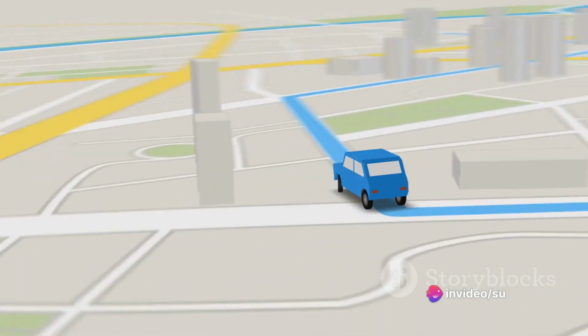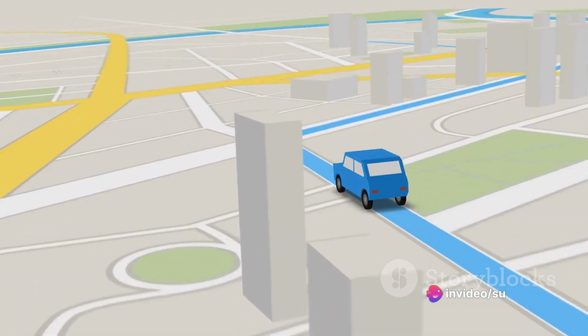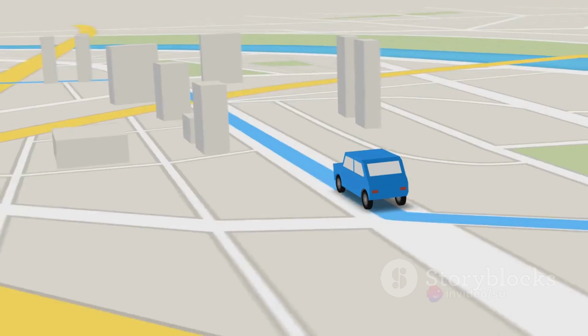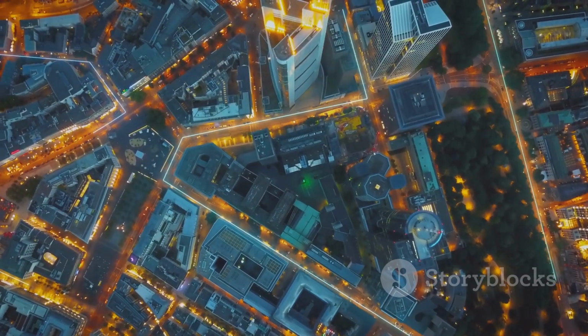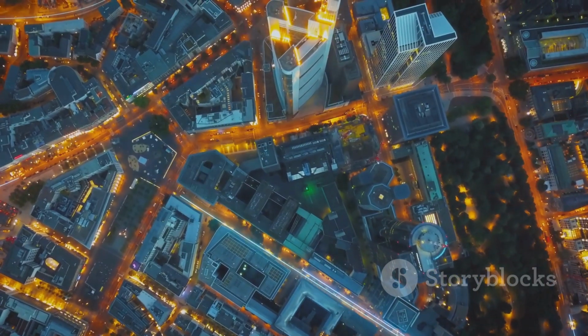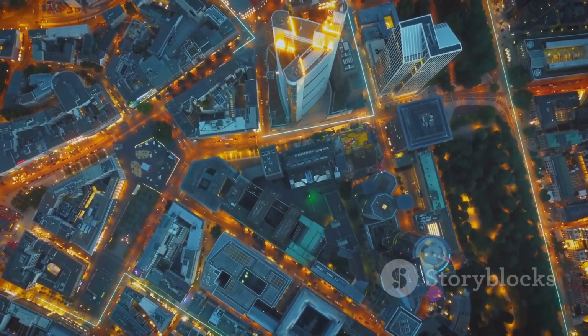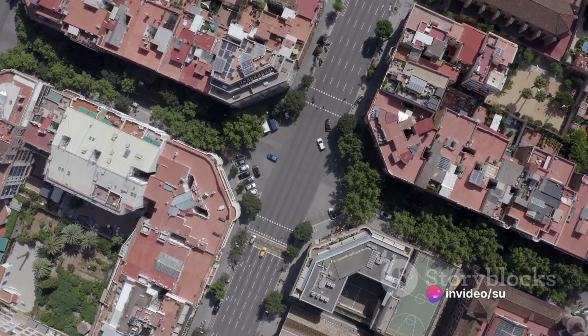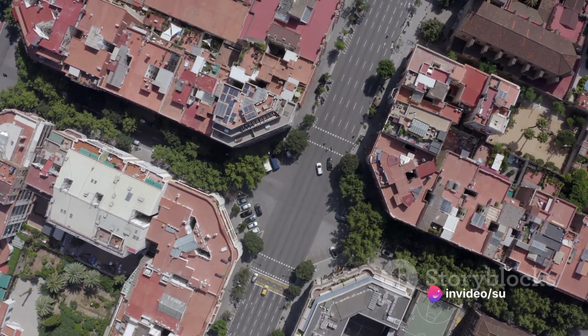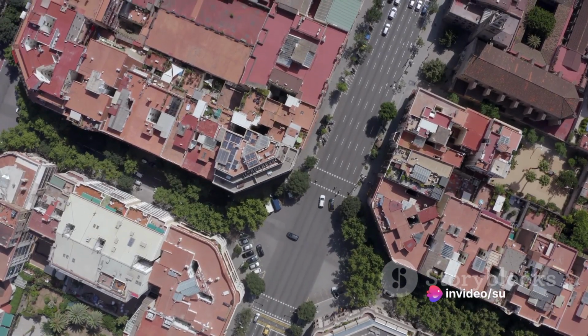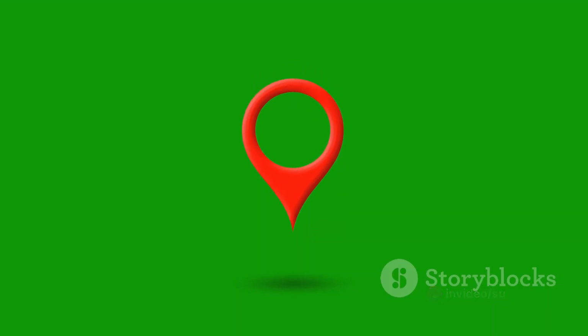So, to quickly recap, latitude and longitude are lines that crisscross our planet, forming a grid. Latitude lines, or parallels, run east and west, measuring the distance north or south of the equator. Longitude lines, or meridians, run north and south, measuring the distance east or west of the prime meridian. Together, these coordinates help us pinpoint any location on Earth.